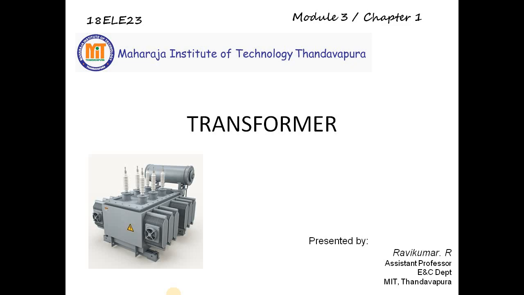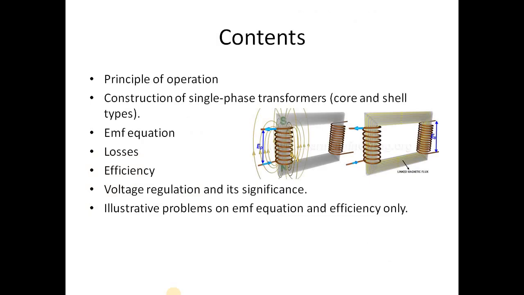If we look at the contents, at first we'll be looking at the construction of the transformer, and then the principle of operation, and then we are going to derive an EMF equation for the transformer. Then we'll look at the losses which occur in the transformer, the efficiency of a transformer, and then the types of transformer. And then we have numericals based on the EMF equation and efficiency.